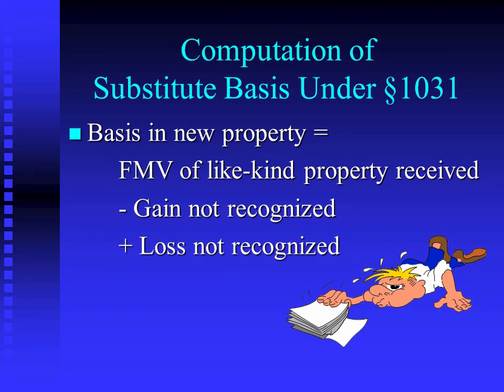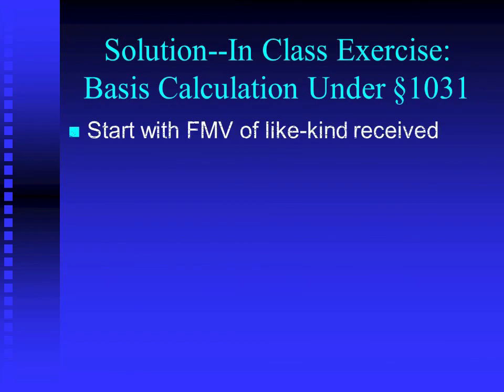The book has a second method for doing it. Do ignore it completely. It gets you mathematically to exactly the same place, but it's way too late in the semester to make life complicated. This way always works. The fair market value of the new property, the like-kind new property, minus gains not recognized, plus losses not recognized. And of course, it'll either be a minus or a plus, right? All right, so let's put that to work.